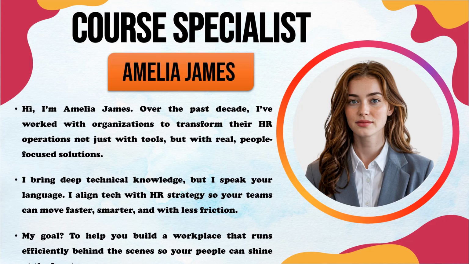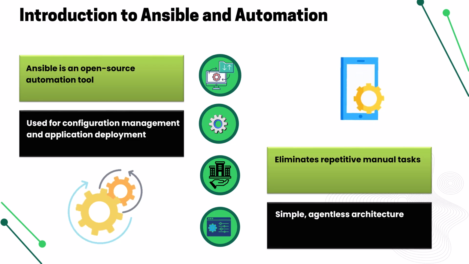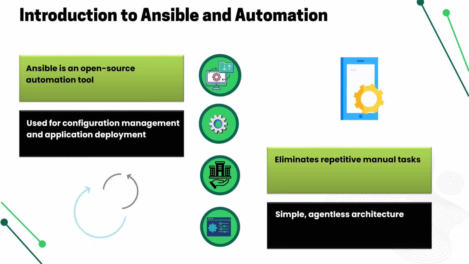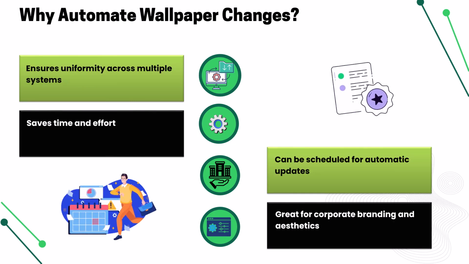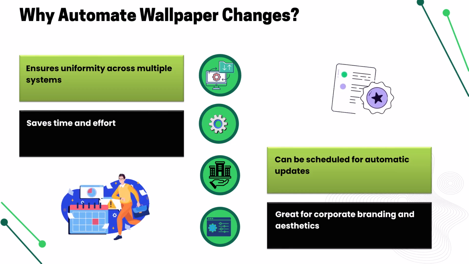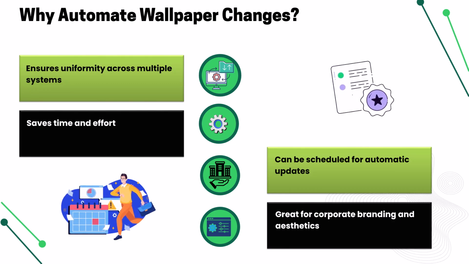Ansible is the superhero of automation. Imagine a world where repetitive tasks just happen without human effort. That's the magic of Ansible. With its agentless approach, it's like having an assistant that never complains, forgets, or takes coffee breaks. Why automate wallpaper changes? Simple, because time is money, and manually changing wallpapers across devices feels like a full-time job. Whether for branding or just personal aesthetics, automation ensures a seamless and stylish setup with zero effort.